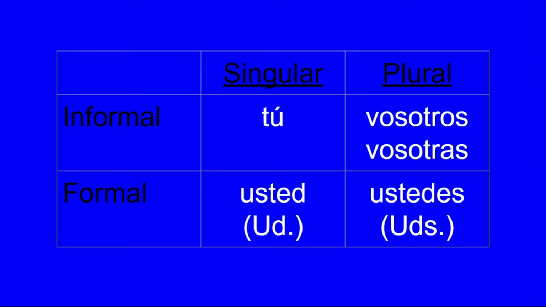The plural informal subject pronoun is either vosotros or vosotras. Vosotras would mean you are speaking to a group of only females. Vosotros would mean you are speaking to a group of men, a mixed group of genders, or a group that you cannot identify the genders immediately. Vosotros and vosotras is only used in Spain and maybe some earlier translations of the Bible.